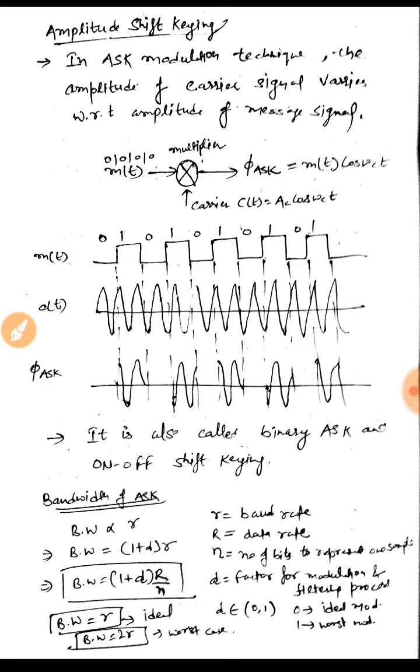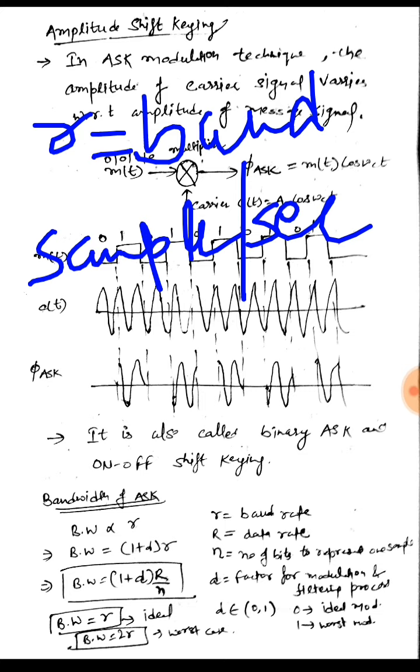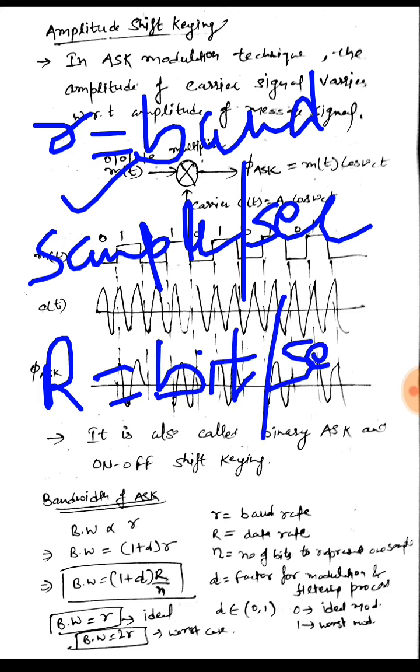So let's see the bandwidth of ASK. Bandwidth is proportional to R, where R is the baud rate. Baud rate is nothing but the number of samples per second. There is a difference between bit rate and baud rate. Baud rate is the number of samples per second, whereas bit rate, or the data rate, is the number of bits transmitted per second. So a sample can have a number of bits; baud rate is samples per second, and bit rate is bits per second.